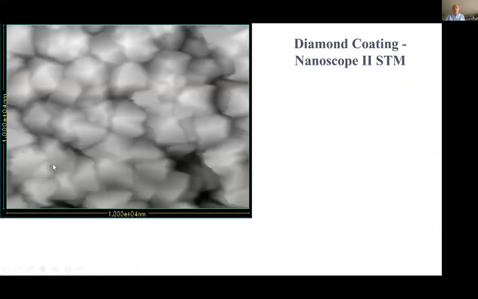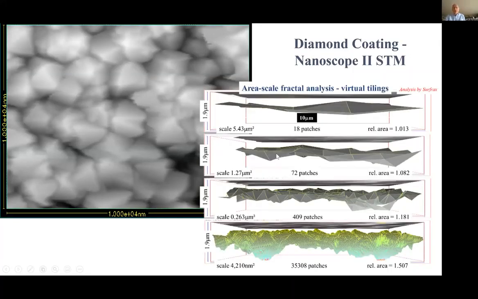Here's another example. This is a very early one, and as a result, it's the one that we often put in the standards for area scale. Here are the tilings, and this is a diamond coating on a silicon substrate measured with a scanning tunneling microscope at UNC Charlotte, where I had some friends. Using large triangles, the relative area is fairly small, and here you can see we've got almost 50% more area than we did at these larger scales. The scale here is in thousands of square nanometers, or fractions or whole numbers of square micrometers.